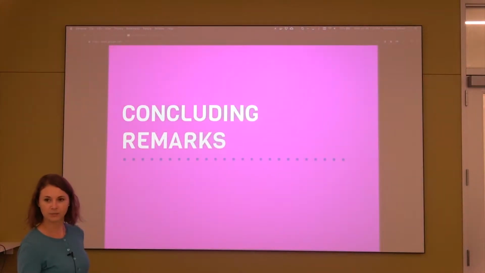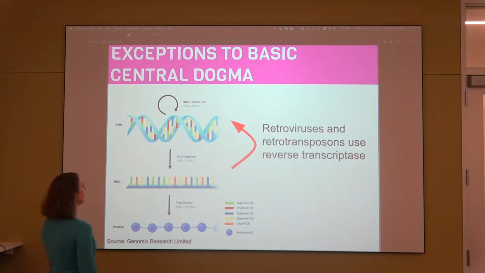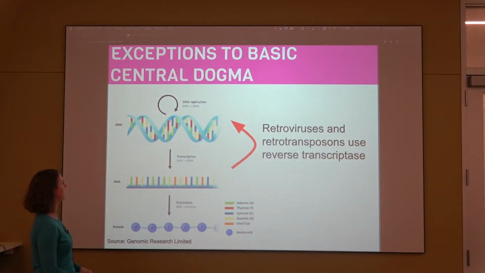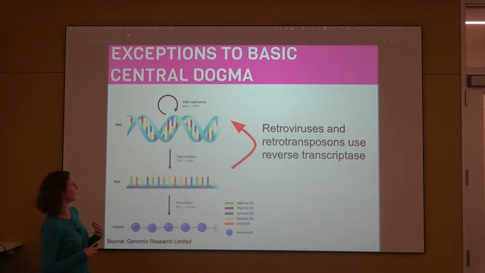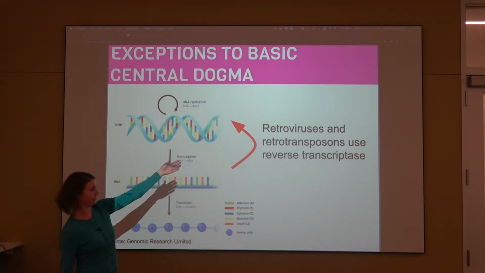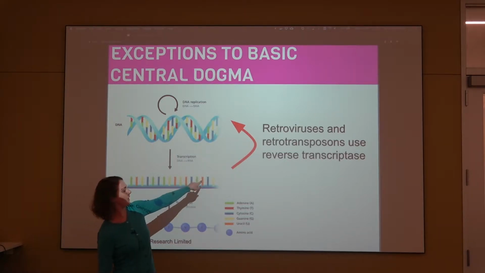All right, so I just want to make some concluding remarks. As is always the case in biology, we have exceptions to the central dogma. So I mentioned that the central dogma describes the direction of the flow of information from DNA to RNA to protein, but there are examples like retroviruses and retrotransposons. They actually have RNA that they can reverse.